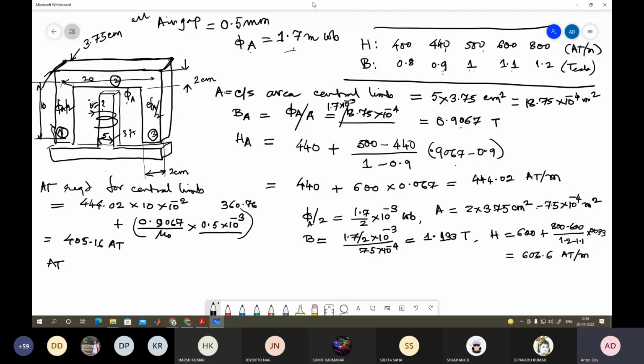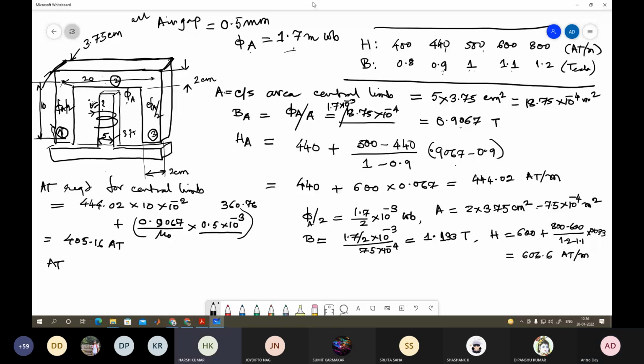So that is why, part by part, I am taking the ampere turn and then I'm solving for it. So the ampere turn required for the central limb is this, to drive this much of flux. So that I have calculated from the table. This is for the central limb. Now I am calculating the ampere turn required for the side limb, and that will be the same.